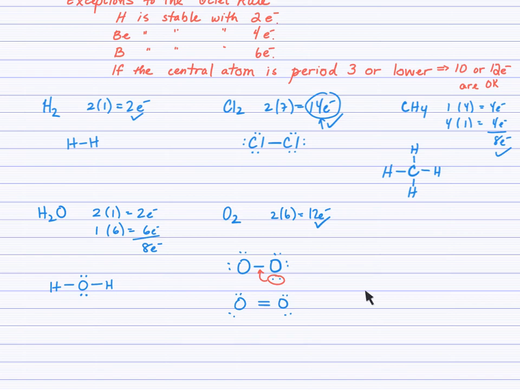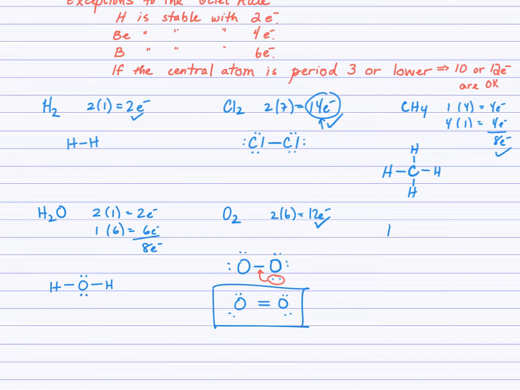Now check for stability. This oxygen here has 2, 4, 6, 8, perfect, and this oxygen 2, 4, 6, 8. Are there 12 electrons in the diagram? In total, 2, 4, 6, 8, 10, 12, perfect. So there's our final answer.